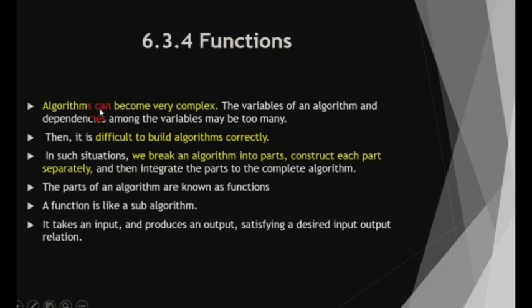Okay, so now you can see what is meant by function. Function means a part of the algorithm is known as a function. Now you can see the steps. Algorithms can become very complex. The variables of an algorithm and the dependencies among the variables may be too many. So when you use more than one variable in your algorithm, and more dependencies among the variables, this makes our algorithms more complex.